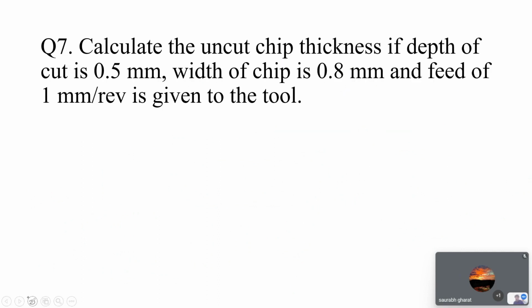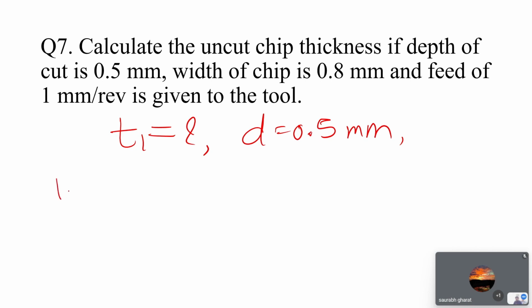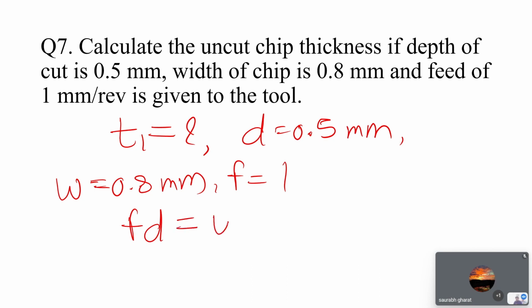Those are the correct answers. Right now, we have to calculate the uncut chip thickness. The depth of cut is given to you as 0.5. The width of cut W is equal to 0.8 millimeters, and the feed per revolution is given as 1. We know the formula, it is given in that slide: F into D is equal to W into T1. This is the formula.